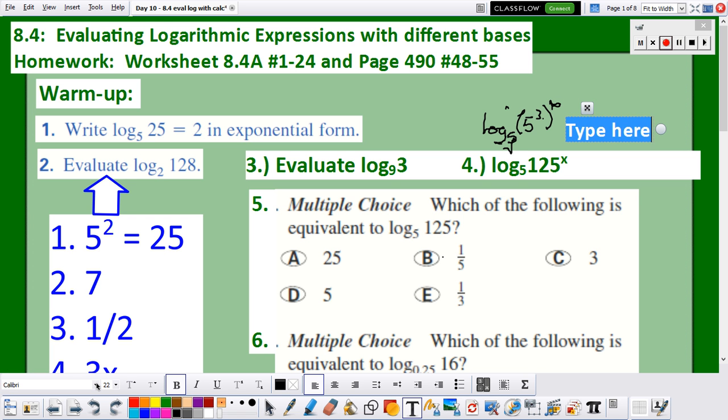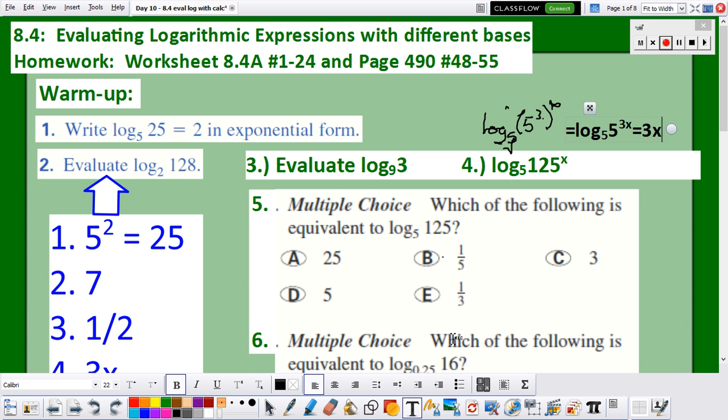That's going to equal log base 5 of 5 to the power of 3x. So now the question becomes 5 raised to what power gives us 3x? 3x. And there you go. Number 5 should be pretty straightforward.